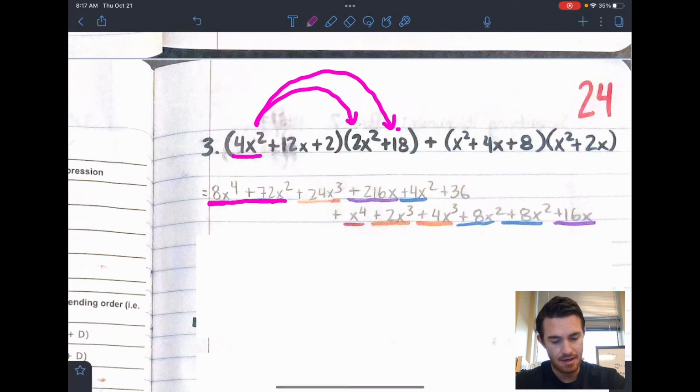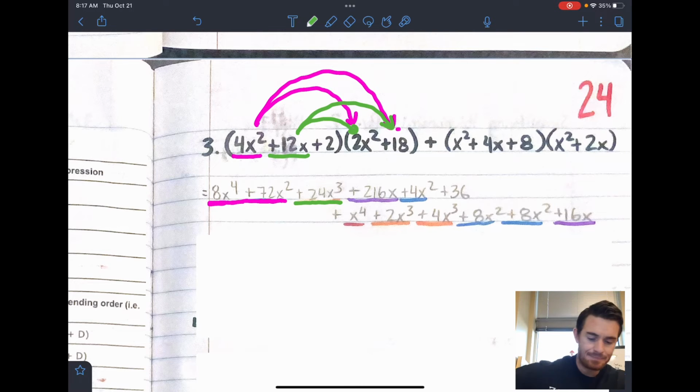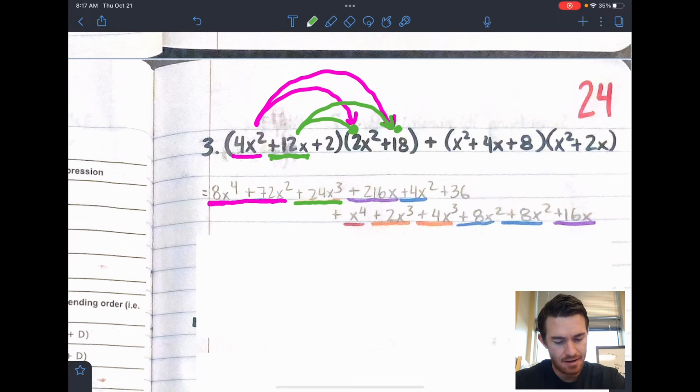Then I'm going to do it again for this 12x. So I'm going to go 12x times 2x squared, 12x times 18. So 12 times 2 is 24. And then again, I have 1x here, 2x over here. So that gives me 3 x's in total. So 1 group plus 2 groups is 3 groups of x's, so x cubed. And then 12 times our 18 right here. 12 times 18 is 216. And then I have that x. So there we go. There's our multiplication.